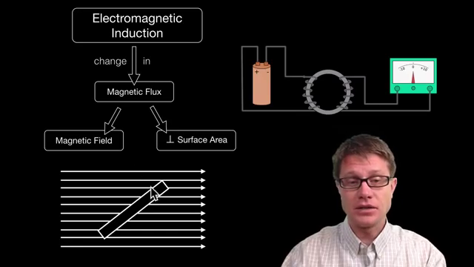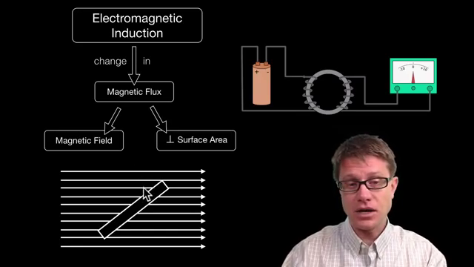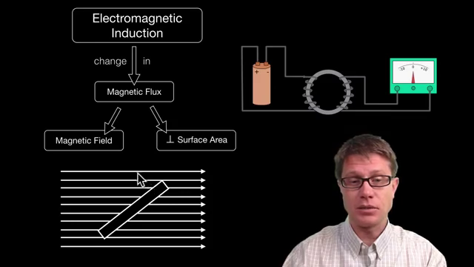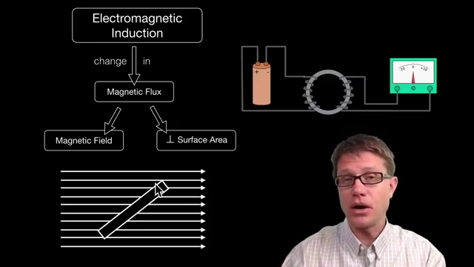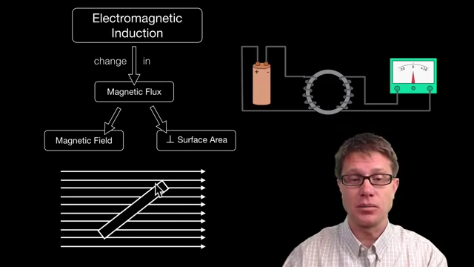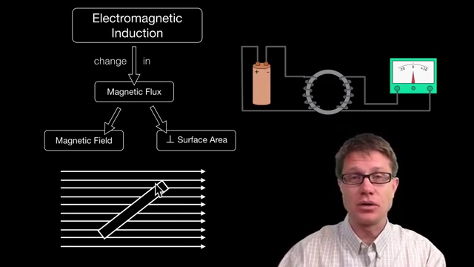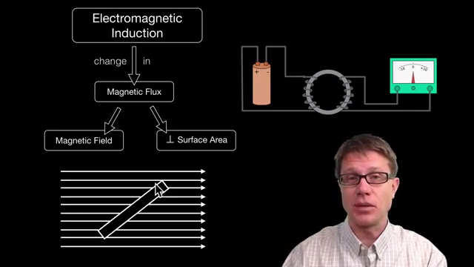And so the number of lines is different, but also these are not hitting it straight on. It's not perpendicular. So we'd have to use a little bit of trigonometry to figure out what component of that magnetic field is actually perpendicular to the surface area. But did it change between those two rotations? Yes. And so was there electromagnetic induction? Yes. And so there'd be current as well.